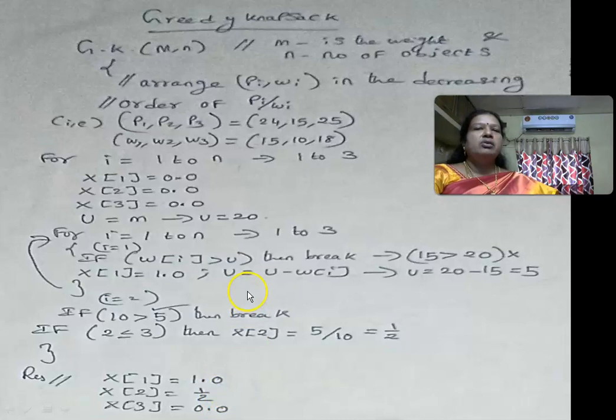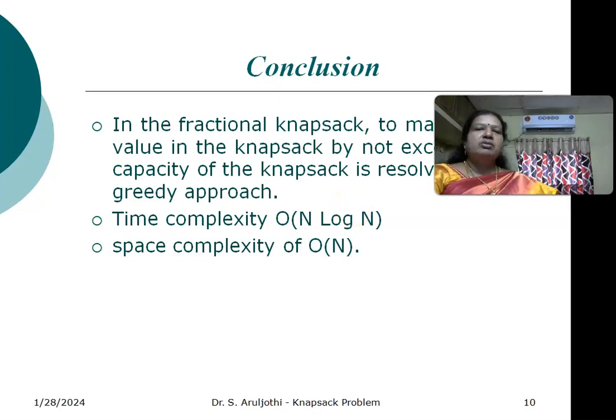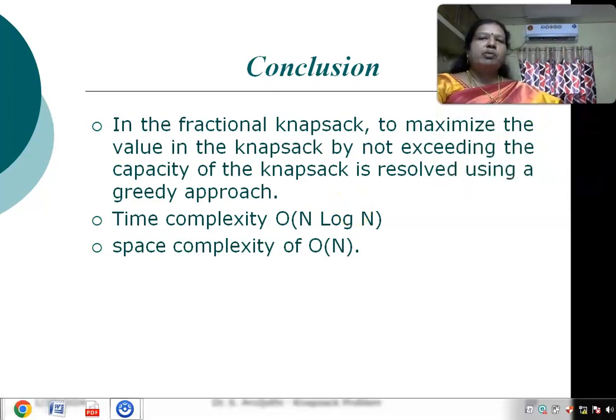So in this way, if we calculate the fractions and summate the values, I get the maximum profit, that is 31.5, which is my optimal solution. So in this fractional knapsack problem today, we found a method to find an optimal solution out of several feasible solutions with the help of this greedy approach. The time complexity of this algorithm is big O of n log n, and its space complexity is big O of n. Thank you.